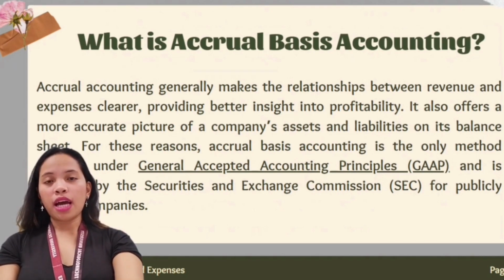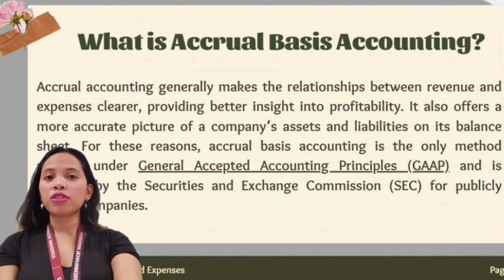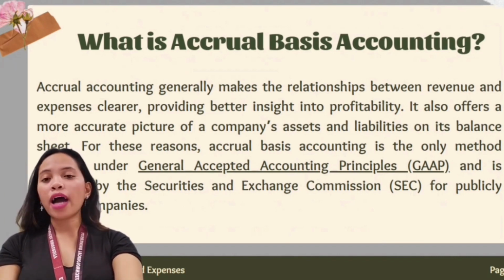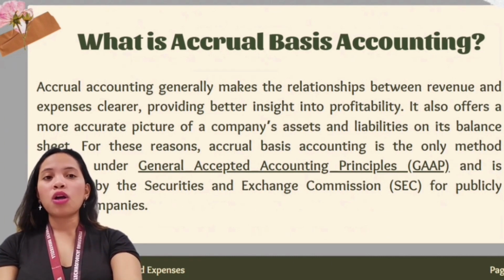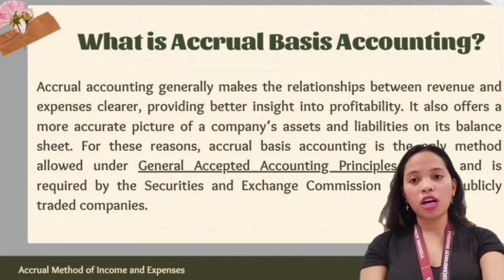So why use accrual basis accounting? It makes the relationship between income and expenses clearer. It provides better insight into the profitability of the company. It also offers a more accurate picture of a company's assets and liabilities on its balance sheet. For these reasons, accrual basis accounting is the only method allowed under Generally Accepted Accounting Principles, or GAAP. And it is required by the SEC, the Securities and Exchange Commission, for publicly traded companies.